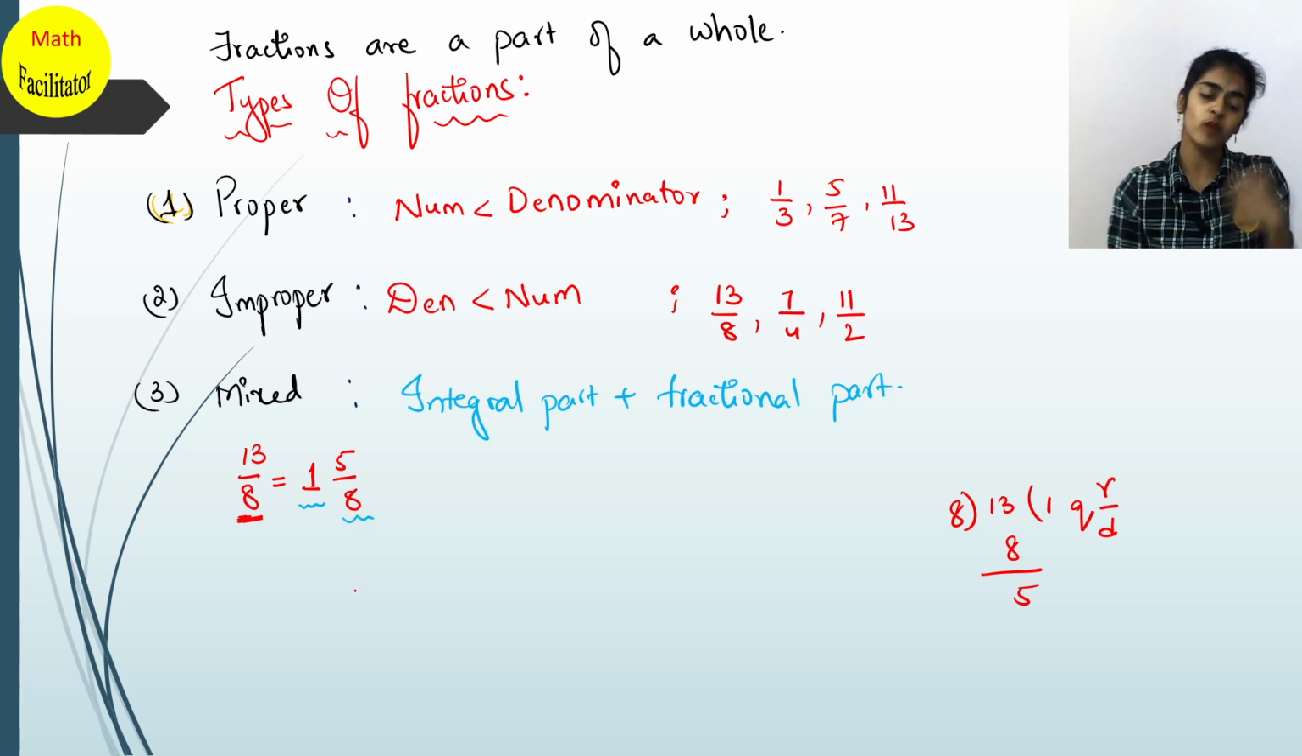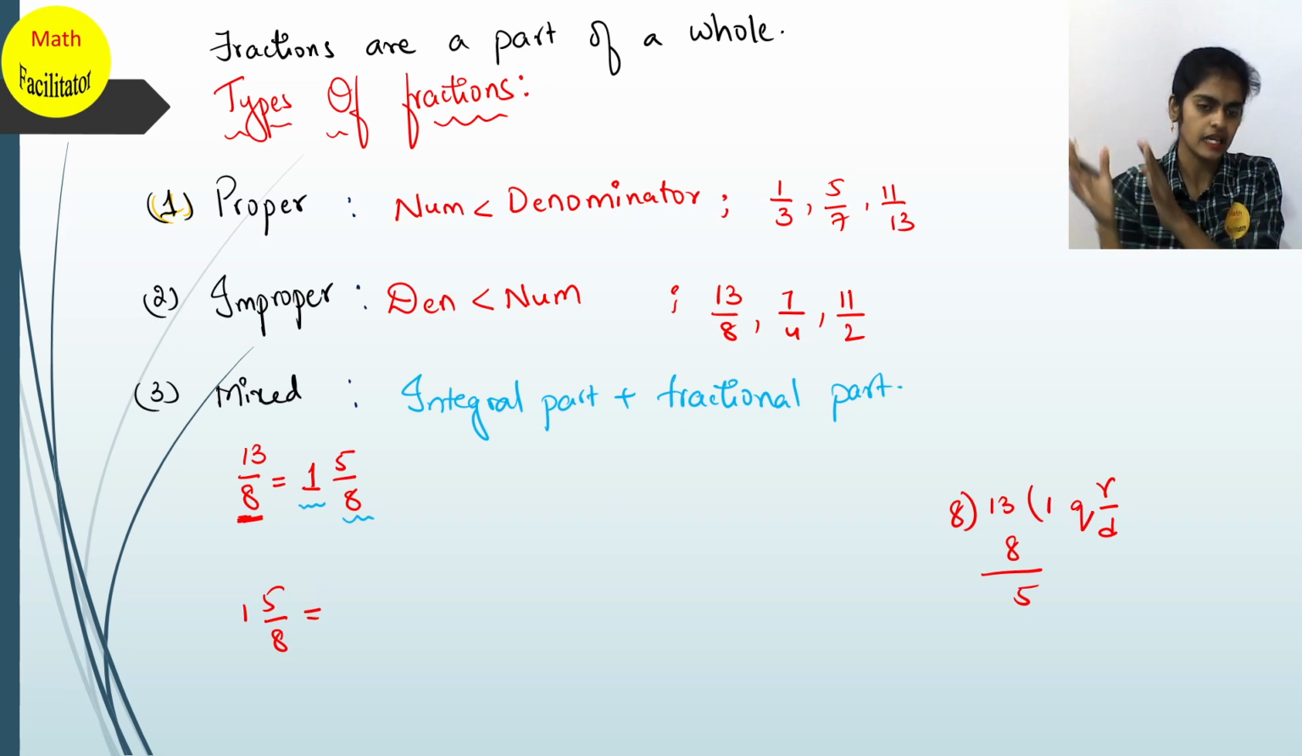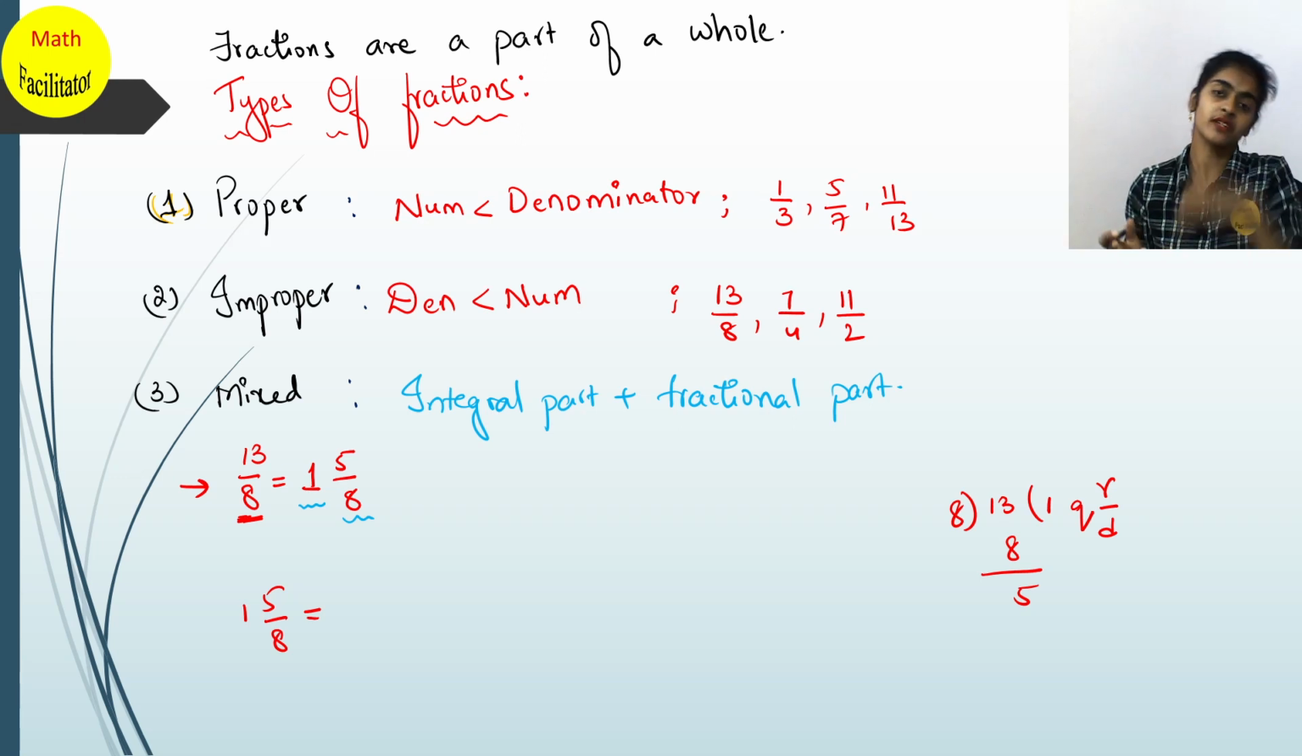Now 1 5 by 8 is a mixed fraction. Suppose I want to convert this mixed fraction to an improper fraction again. In the first case we converted an improper fraction to a mixed fraction. 13 by 8 was an improper fraction, I converted it to a mixed fraction. Now if I want to convert a mixed fraction to an improper fraction, what do I do? I just multiply the divisor and the quotient.